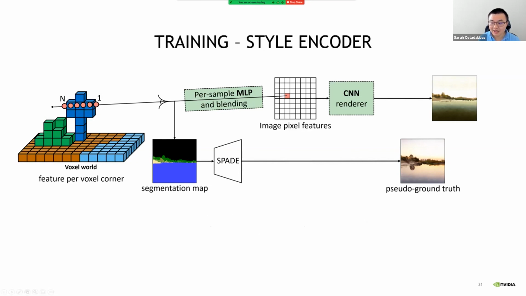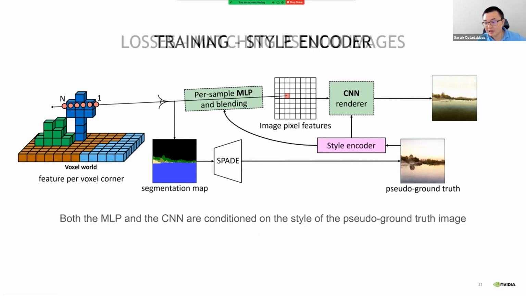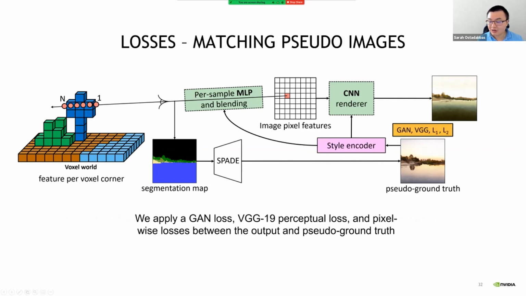And notice that these real images have a different style from the pseudo-image. To capture the potential style of the pseudo-image, we apply a style encoder to encode the style and feed the style information to the CNN. And we use several losses to supervise the training.